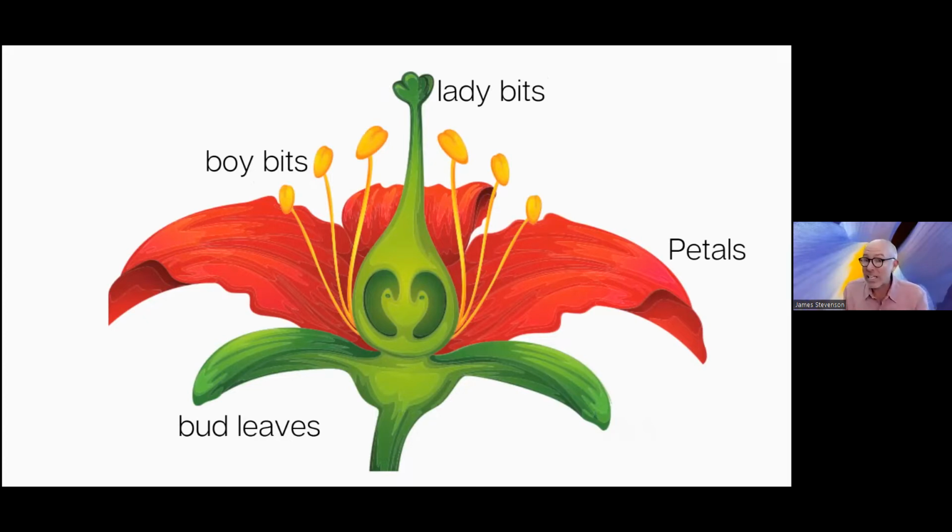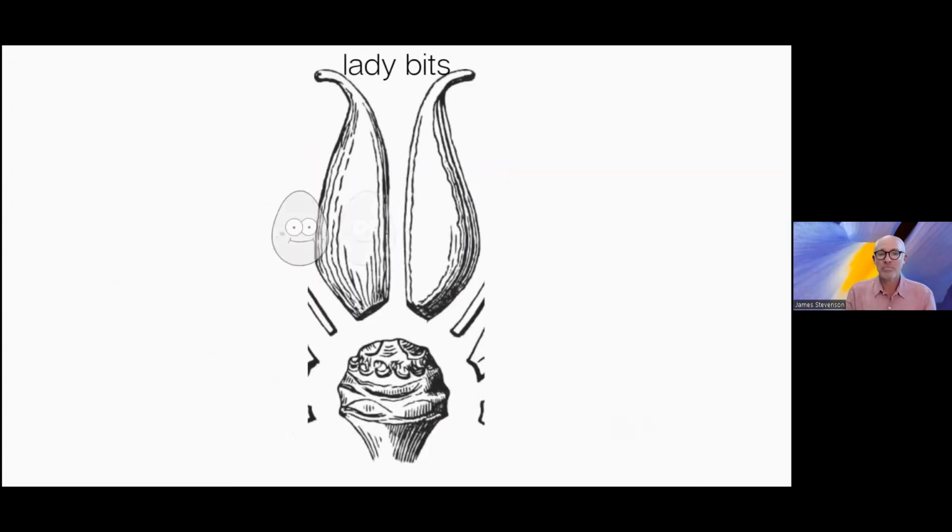Still, we have the bud leaves, the sepals, the petals, the boy bits, the stamens, and the lady bits, stigma, style and ovary, with the eggs inside. The eggs inside the ovary, there can be one egg per ovary, think avocado, or there can be many seeds per ovary, think tomato.